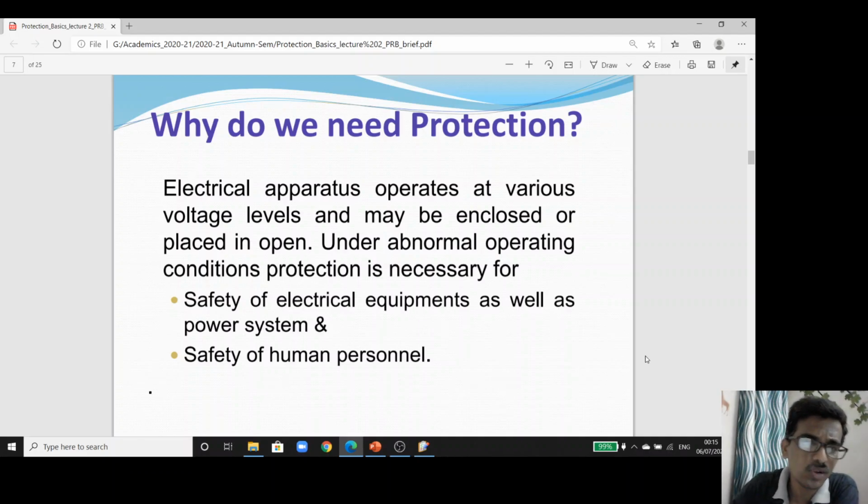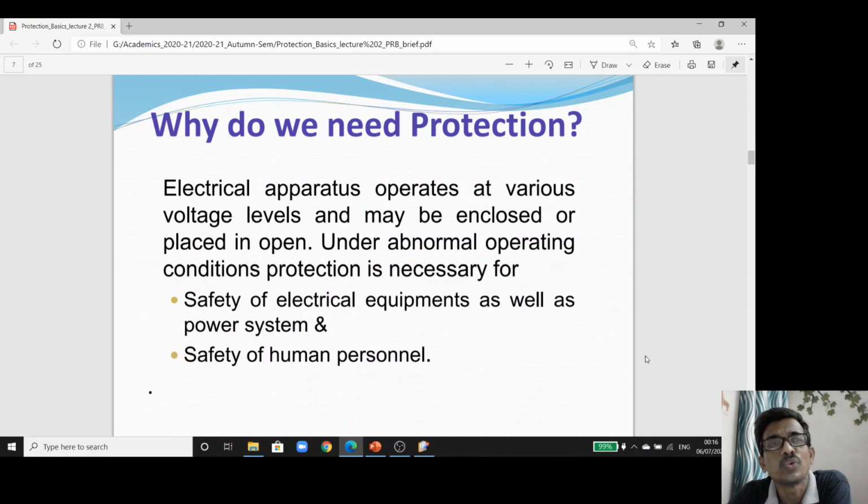Because if we are not taking care of our equipment, the faults may spread to more and more area, and it is also dangerous to the persons working with the power system. It may be the operator, the lineman, or any engineer working with the power system. If we are not taking care of a fault, then it gets spread. It may get converted into fire. So there is an economic loss as well as there may be the death of human beings working in the power system. So it is very important from both perspectives.